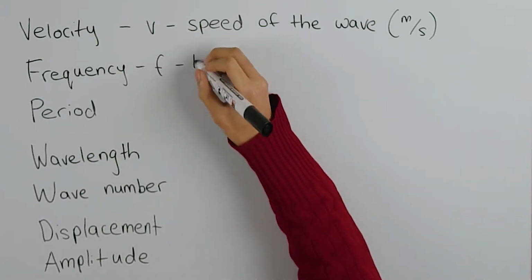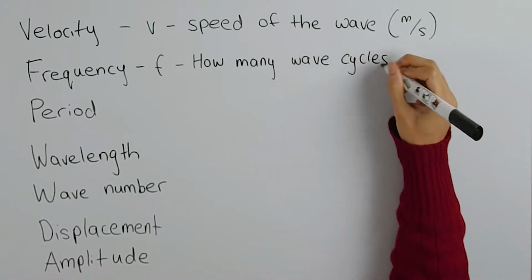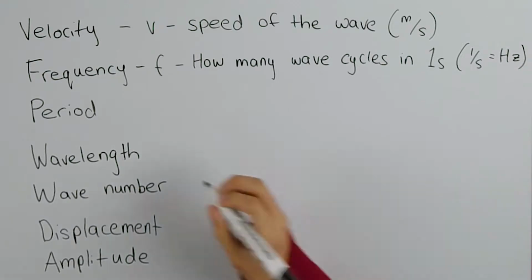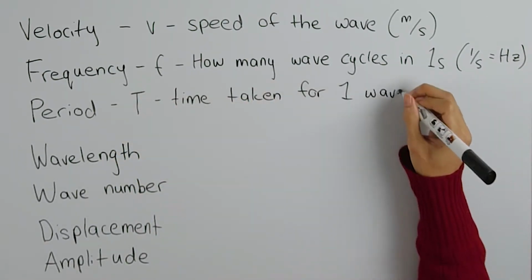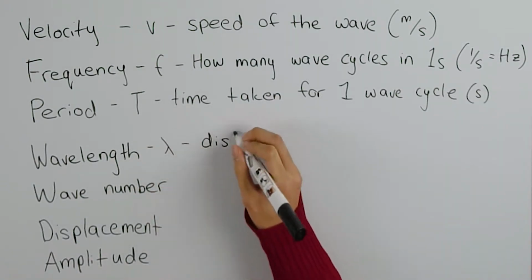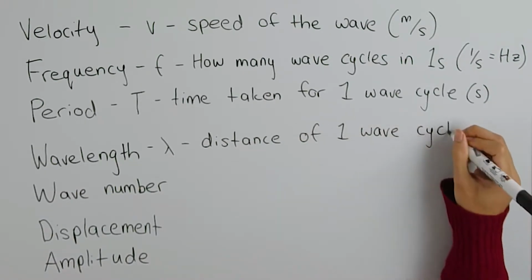Frequency with the letter F is how many wave cycles in 1 second, and the units are per second, or in other words, hertz. Period with capital letter T is the time taken for one wave cycle in seconds. Wavelength is represented using the Greek letter lambda and is the distance of one wave cycle measured in meters.